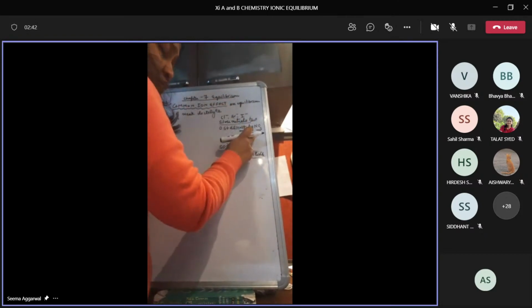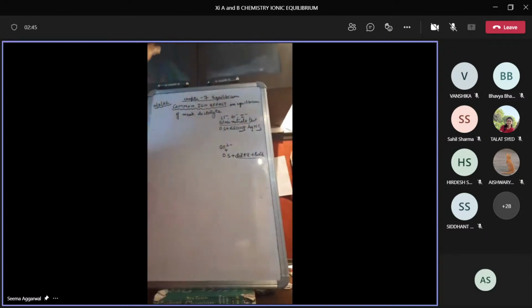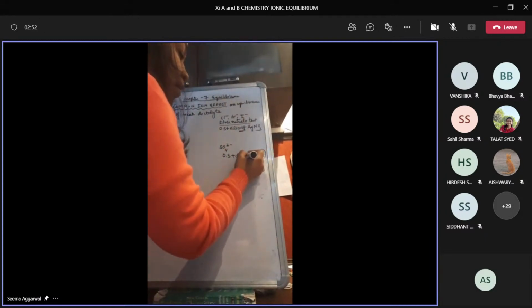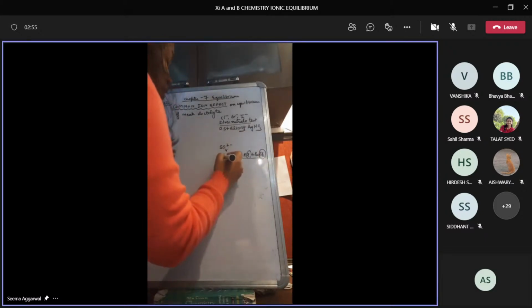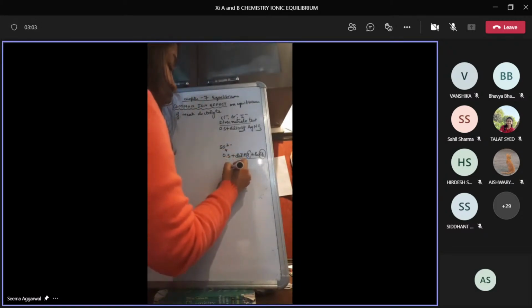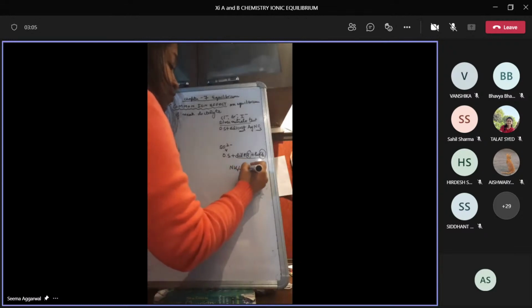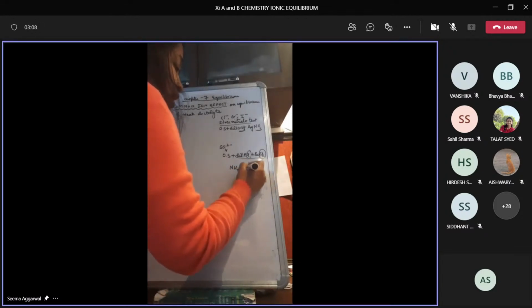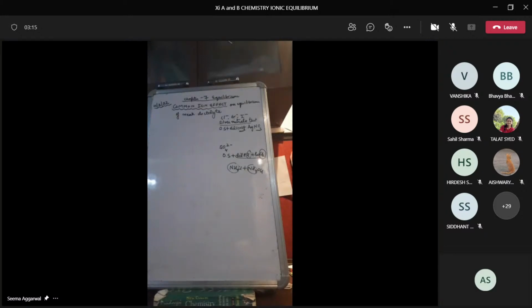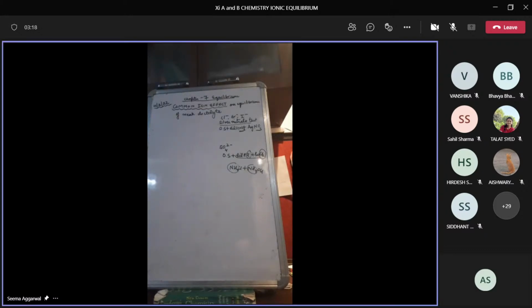Now, you are noting something common: we are adding nitrate. The main reagent is silver nitrate, AgNO3, but I am adding a little amount of HNO3. It means the nitrate ion is common. Similarly, when we are doing the cations, generally we add NH4Cl plus NH4OH. It means we are adding ammonium ion as common. So there is a certain role of the common ion.